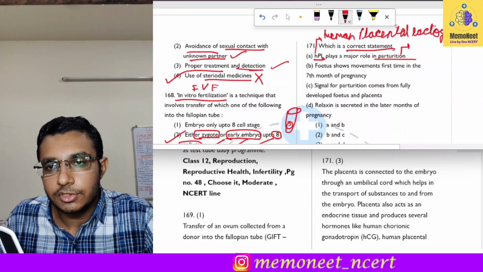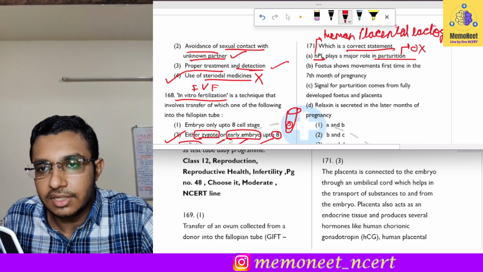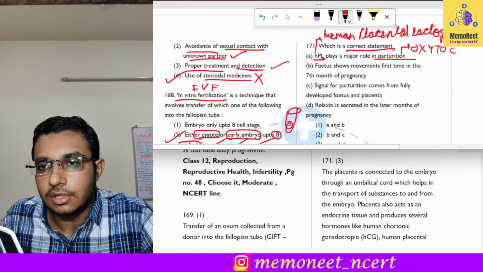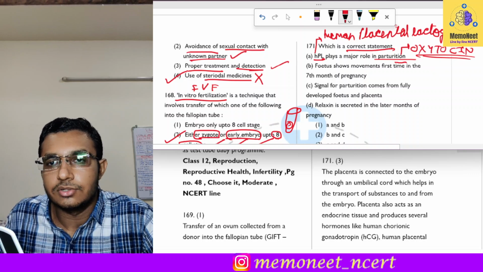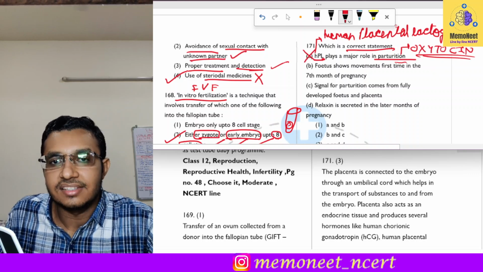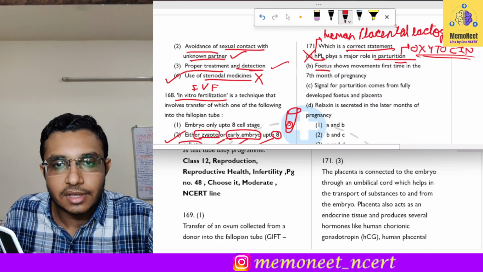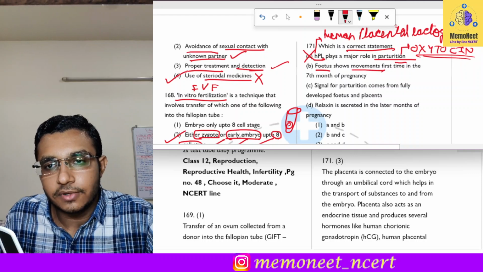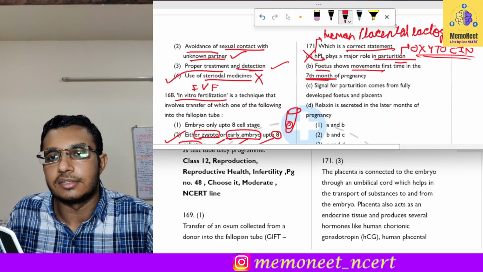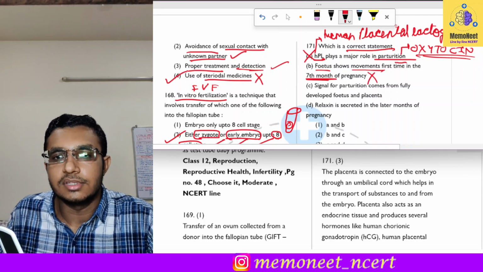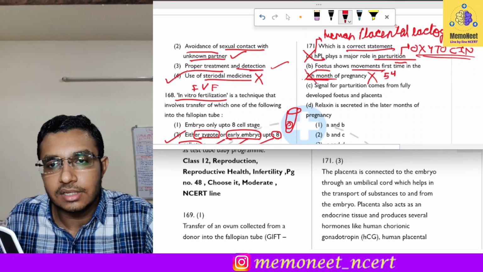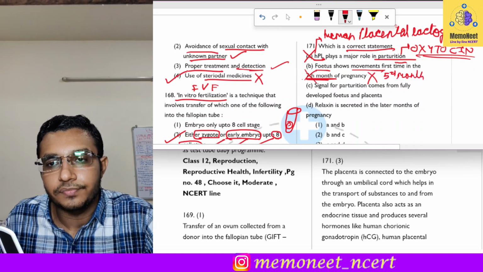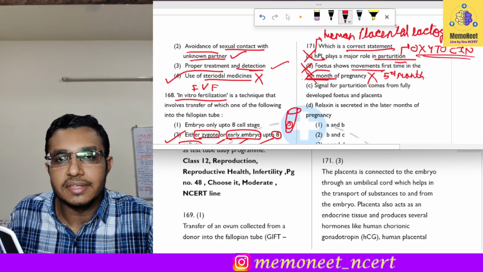The hormone which plays a major role in parturition is oxytocin. Okay, so it is the function of oxytocin that is parturition. Okay, so statement A is incorrect. Now statement B is fetus shows movements first time in the 7th month of pregnancy. So is this statement correct? No, this statement is incorrect because the first movements of the fetus are seen in the 5th month of pregnancy. Okay, so statement B is incorrect.